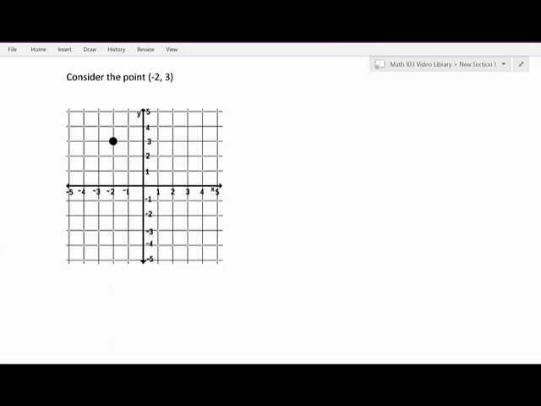If I wanted to see where the point would lie if we had symmetry with respect to the x-axis, so here's our x-axis, that means that I would have the mirror image above and below the x-axis. Notice that that point is 3 units above the x-axis, so the mirror image would be 3 units below the x-axis, right here. This is the point (-2, -3).